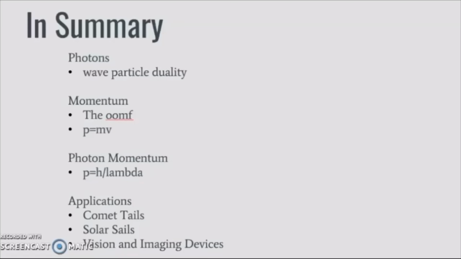And here's a little summary. Photons have a wave particle duality. Momentum is oomph, and in classical physics, momentum is equal to mass times velocity, and photon momentum p can be calculated by dividing Planck's constant by the wavelength. The applications we went over were, again, comet tails, solar sails, and vision and imaging devices.